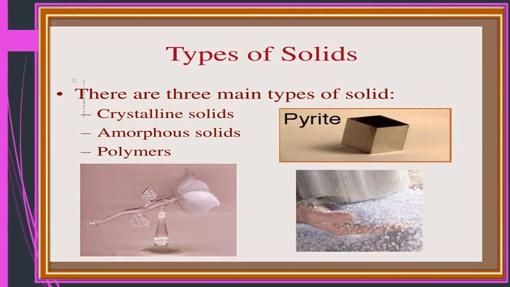Now, our next topic is types of solids. There are three main types of solids. Number 1 is crystalline solid. Number 2 is amorphous solid, and number 3 is polymers. Now in our advanced era, polymers have a large value in polymeric chemistry.